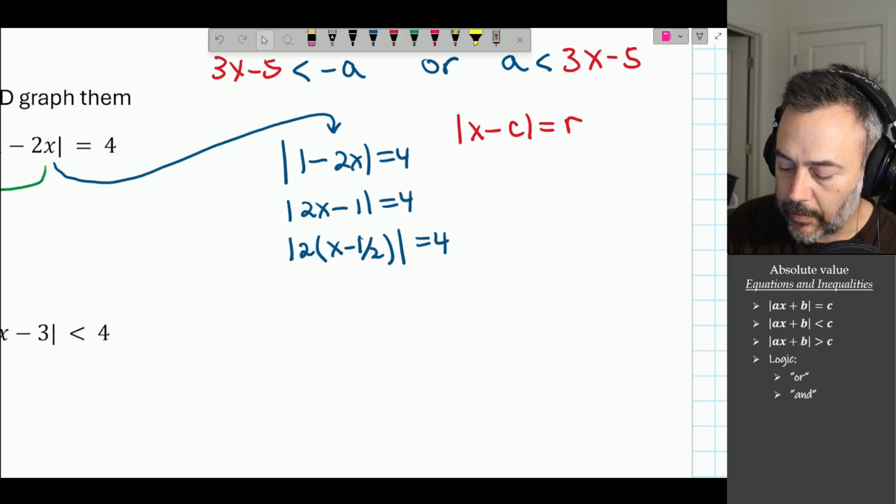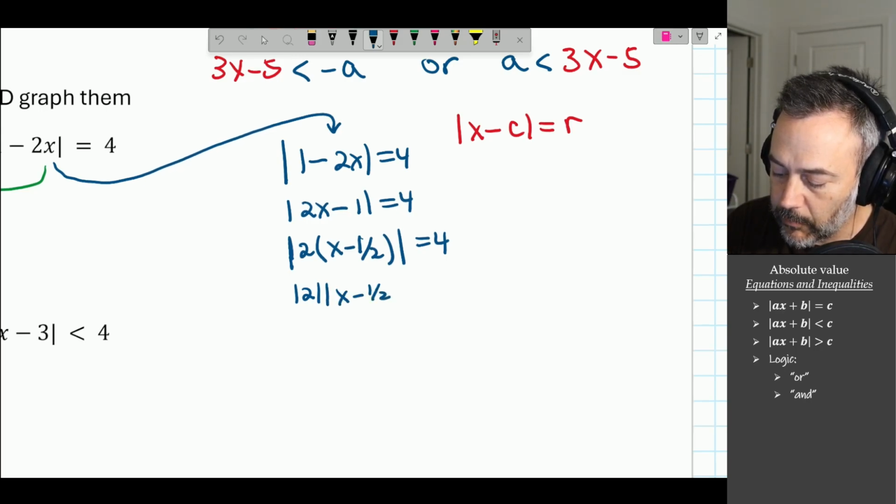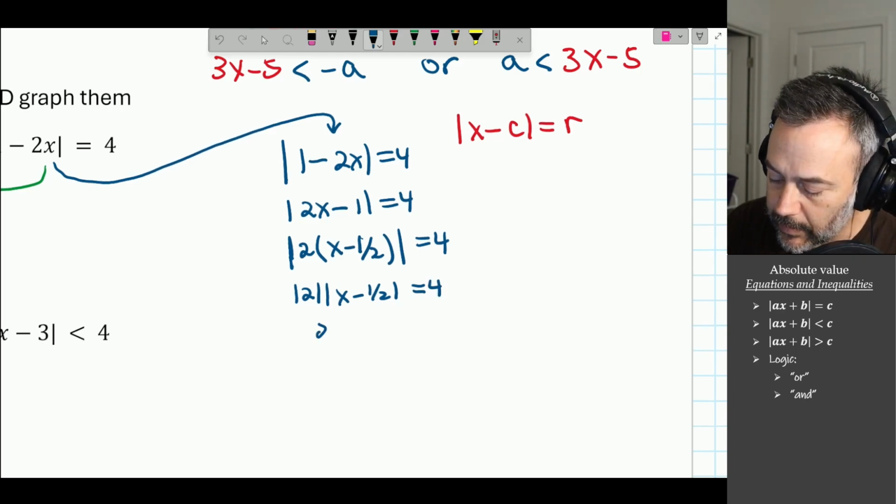And we have the property that the absolute value of a product is equal to the absolute value of each factor separately. And then you can multiply the result afterwards. But the absolute value of 2 is just 2 because it's positive.